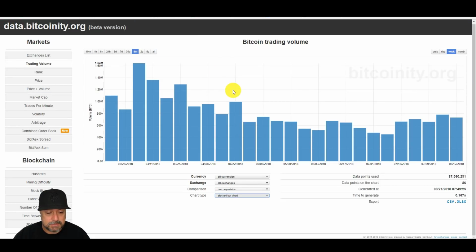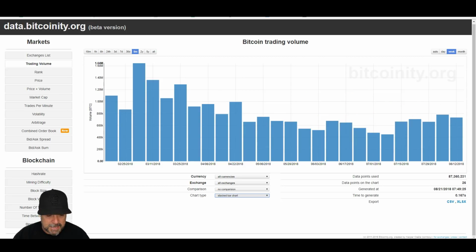Okay, so wanted to show you guys this site. It's called bitcoinity.org. And actually, if you go to data.bitcoinity.org, you can get into the trading volume. And they actually have some other things here. You can look at arbitrage and things like that. But it's good to see the accumulated or aggregate amount of volume.